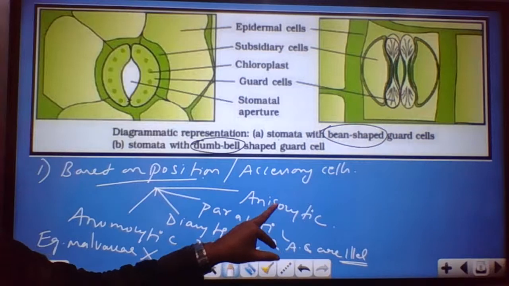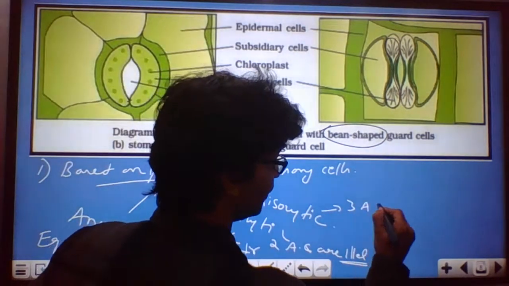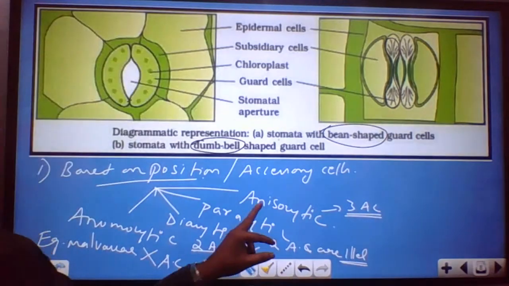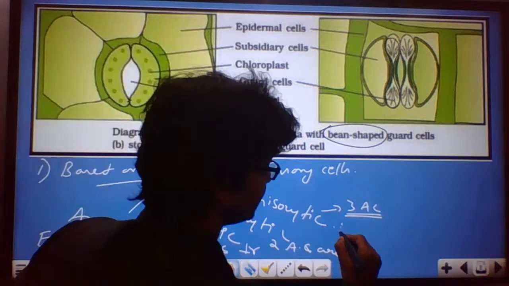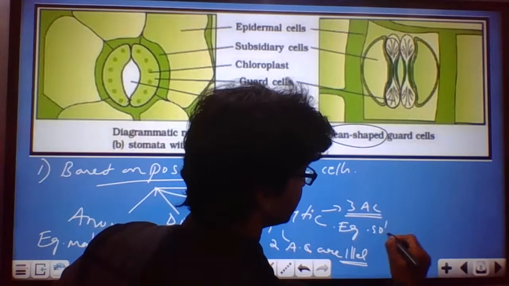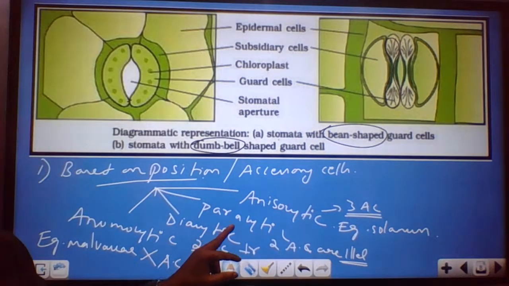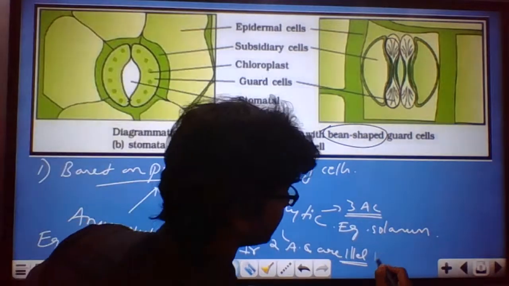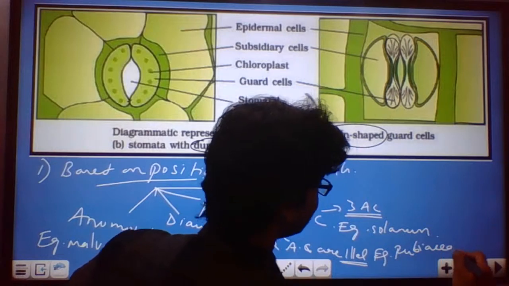And anisocytic, here you could see three accessory cells are present. You could see this case in Solanum, for example Solanum species. Coming to parasitic, the example that you can give is Rubiaceae. From this area you can get a question.